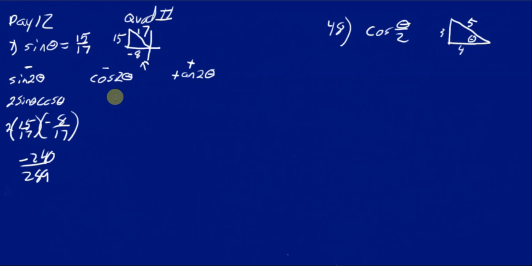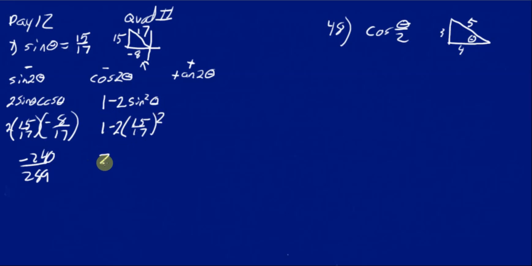The cosine of 2 theta, we have 3 choices. It doesn't matter which one you pick. I think this is the center one: 1 minus 2 times the sine squared of theta. So it's going to be 1 minus 2 times the sine squared. Well, the sine is 15 over 17, and I'm going to square that.